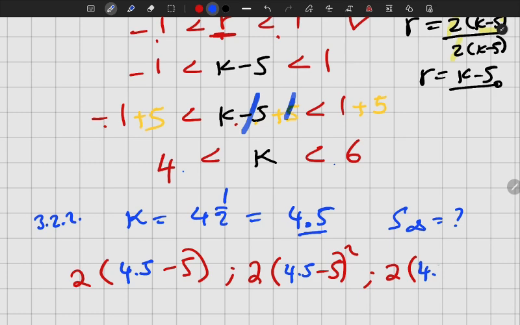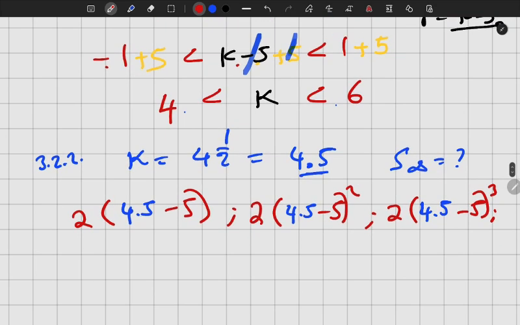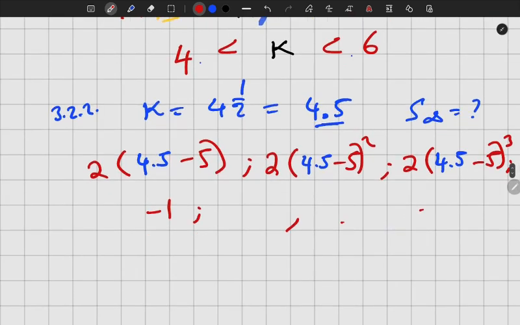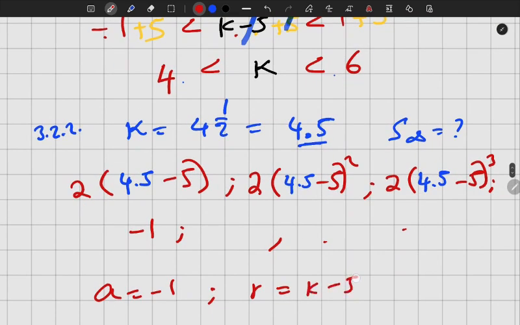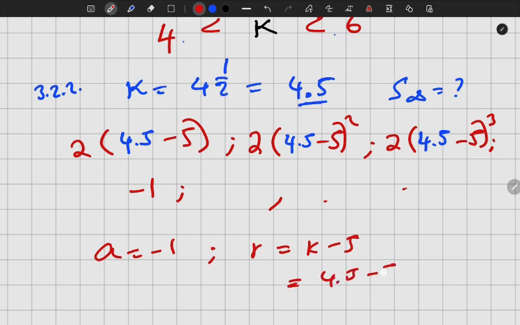In fact, we don't need all these terms. I'm not writing about it, but it's fine. We only need a and r. But let's just find the first term. It's going to be 2 times 4.5 minus 5, which is going to be -1. That's T1. I'm going to leave the other terms, but you can do the same. So we know that a is -1. What will be r? R is k minus 5. So it's going to be 4.5 minus 5, which would be negative 0.5 or negative half.